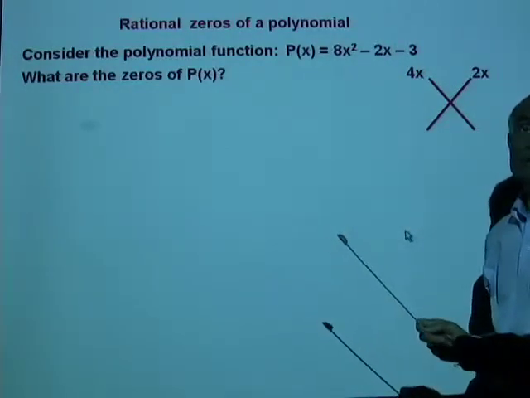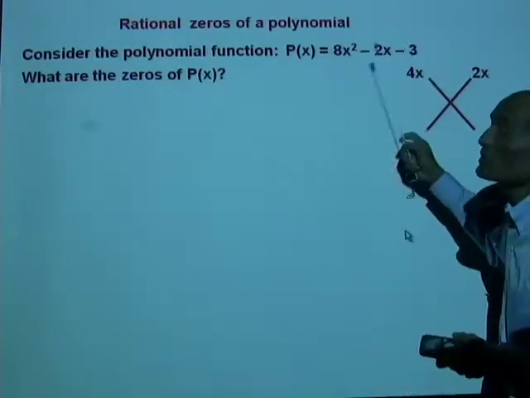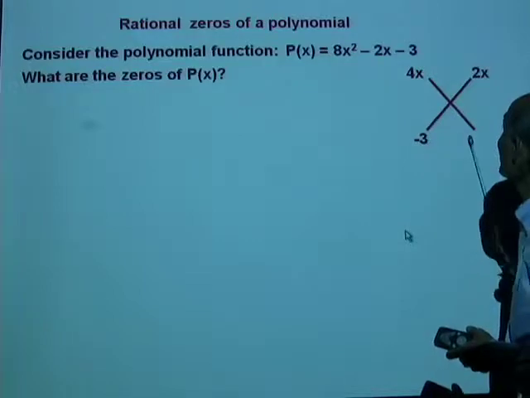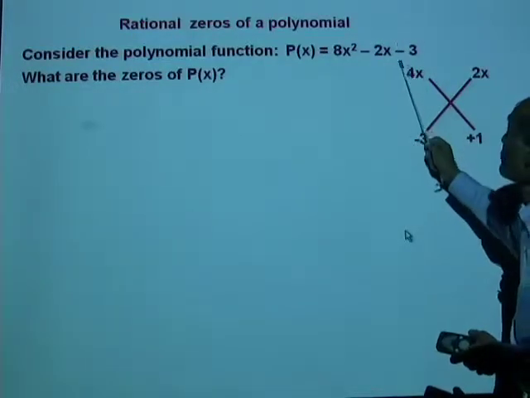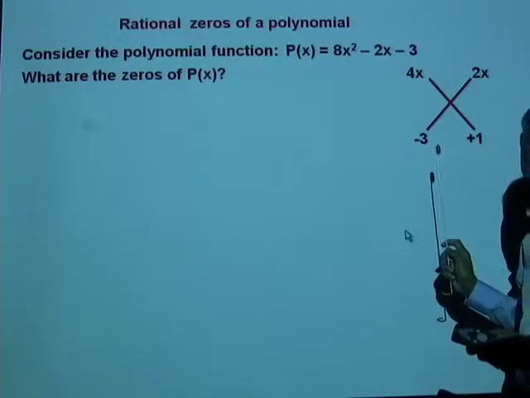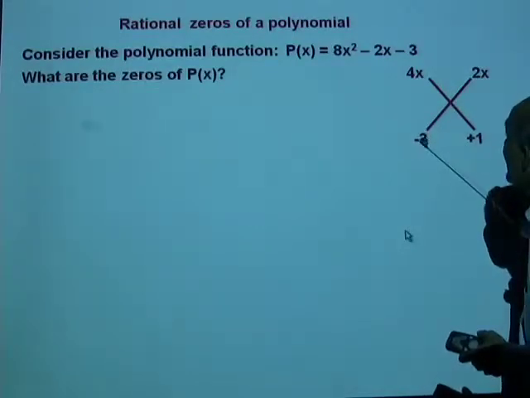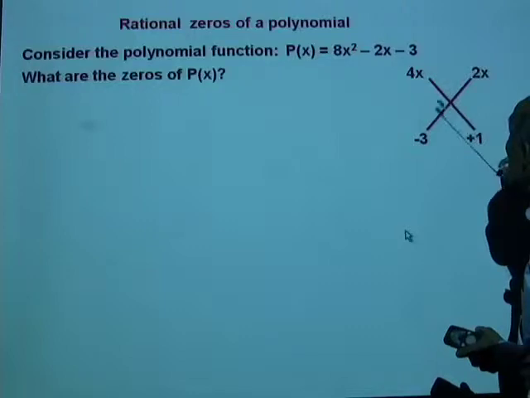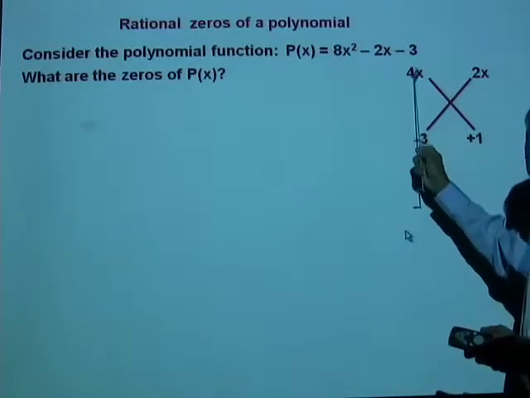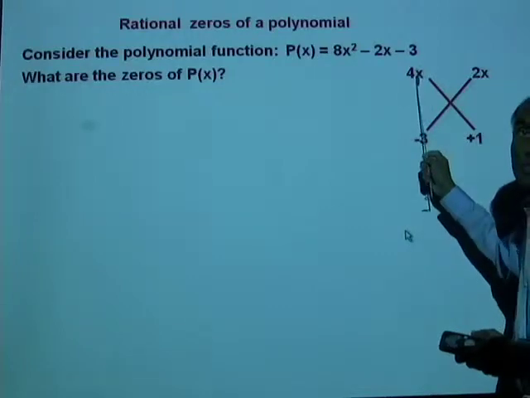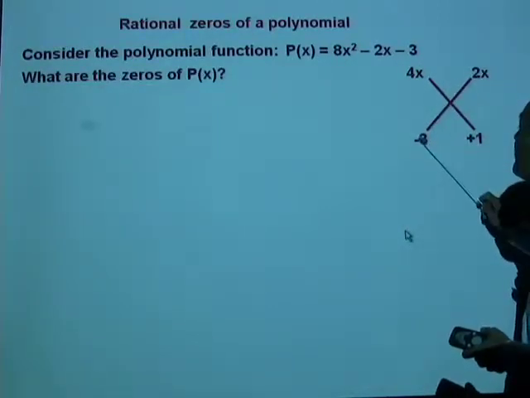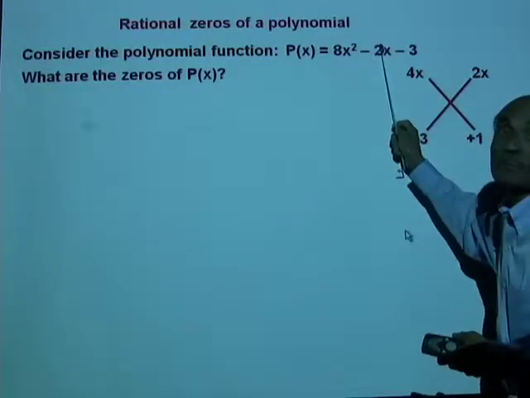So how do we write it? You need to do it by trial and error. I'm going to say negative 3 times positive 1. So negative 3 is factored as negative 3 times positive 1. Now let's multiply. Negative 3 times 2 is negative 6x. Positive 1 times 4x is 4x. 4x added to negative 6x is negative 2x.